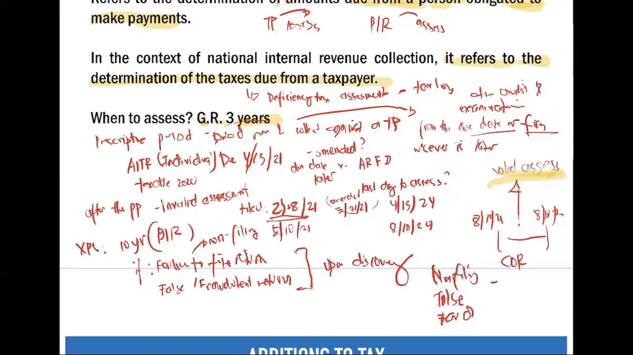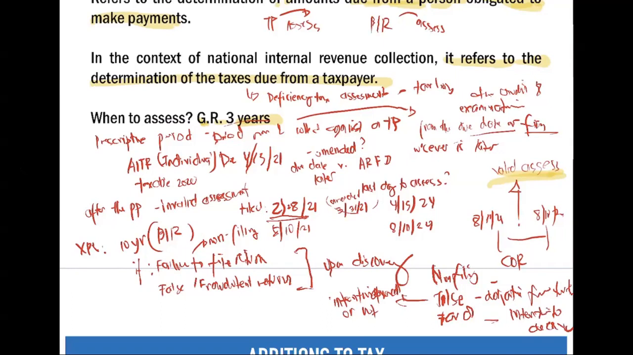How about a false return? This false return is of course a deviation from truth. But when we talk about a false return, this can be intentional or not. But if that is a fraudulent return, there is an intention to deceive. Okay? So those are the differences. Non-filing is when you fail to file a return that is required by the BIR. False return is a deviation from the truth, whether intentional or not.